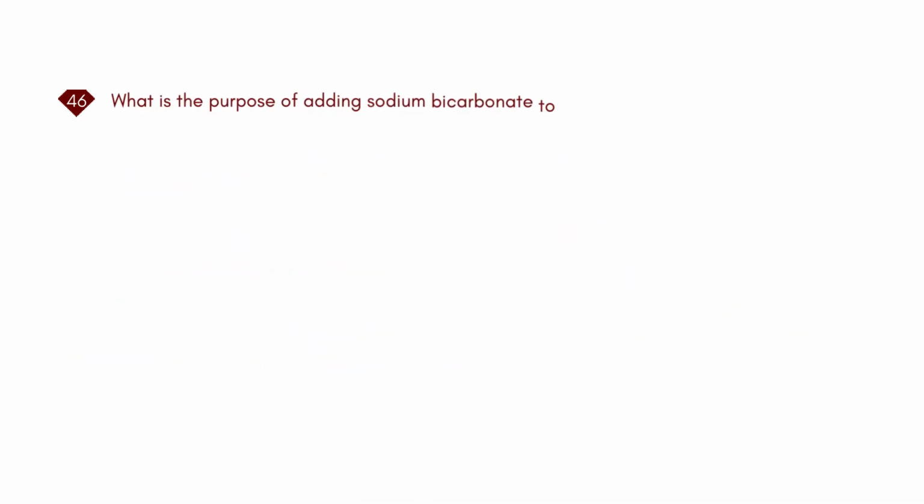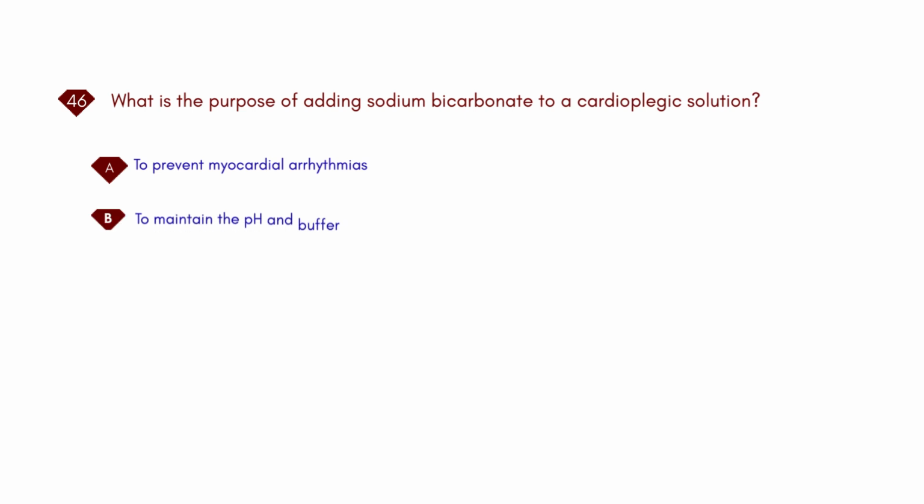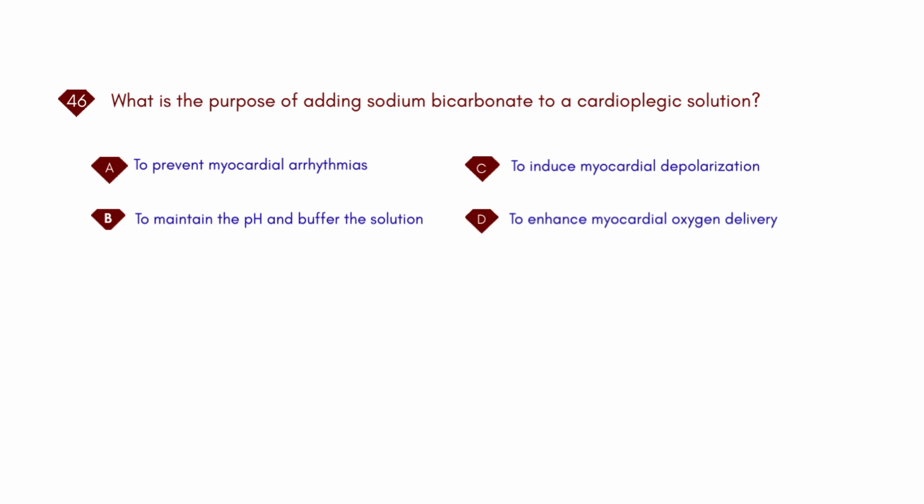What is the purpose of adding sodium bicarbonate to a cardioplegic solution? A. To prevent myocardial arrhythmias. B. To maintain the pH and buffer the solution. C. To induce myocardial depolarization. D. To enhance myocardial oxygen delivery. Answer: B. To maintain the pH and buffer the solution.